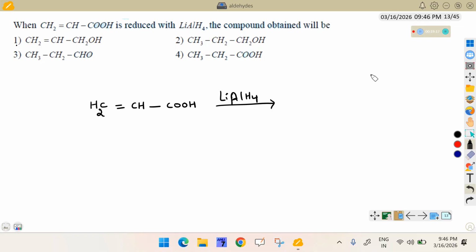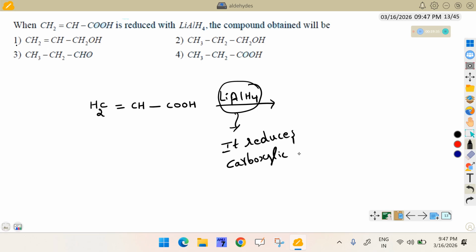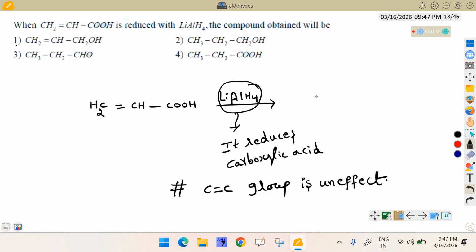When CH2 double bond CH is reduced with LiAlH4, lithium aluminum hydride, it reduces carboxylic acid groups. The important point is that the C double bond C group is unaffected. So the C double bond C group stays as it is. Carboxylic acid undergoes reduction, then it gives alcohol. So the correct option is the first option.